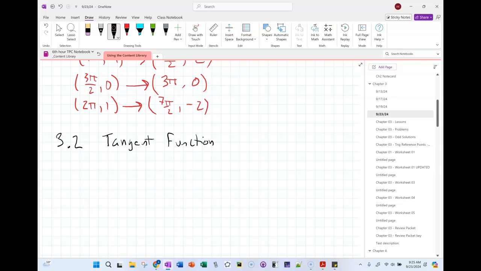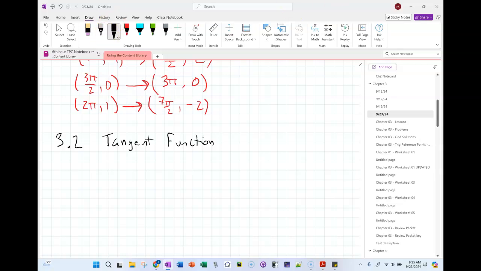In section 2, we're going to do kind of the same things, except we're going to use the tangent function. And we're not going to do the description. It's just going to be graph to equation and equation to graph. So there won't be any description problems with tangents. Okay with that?